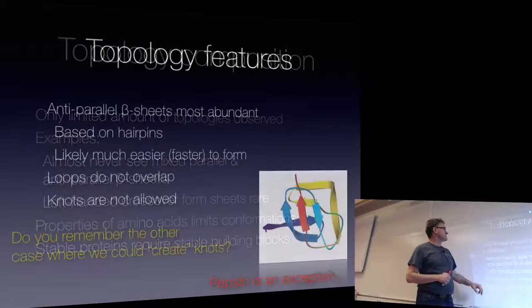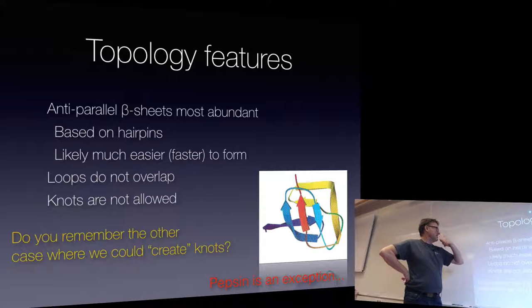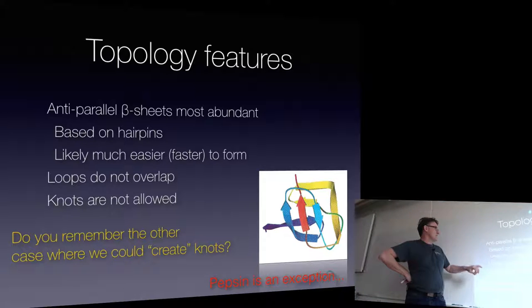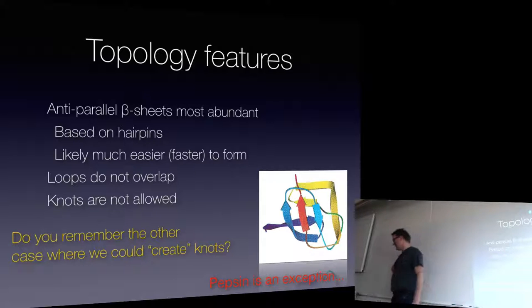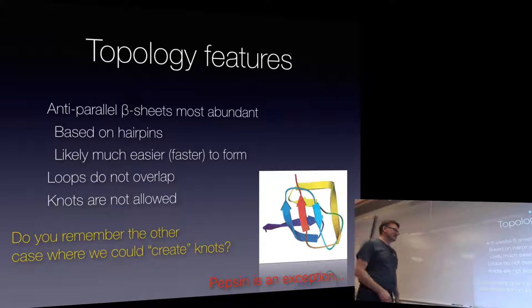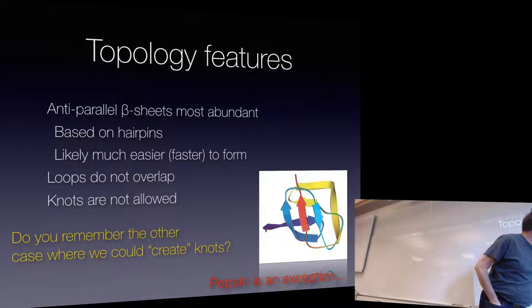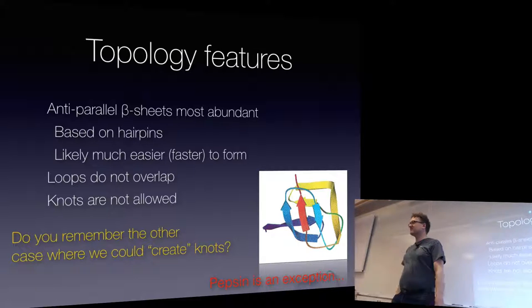And then I have to confess that I lied again. Anti-parallel beta sheets are by far the most abundant. And while loops in principle do not overlap, knots are in principle not allowed. Remember the other thing that I said, to every rule in biology, there's an exception. And this is the exception for beta sheets, pepsin. Do you see that the green loop there goes that way, and the yellow part sticks in inside that loop. So pepsin actually contains a knot.